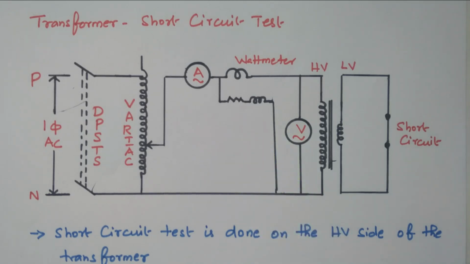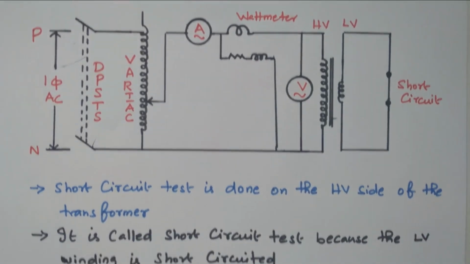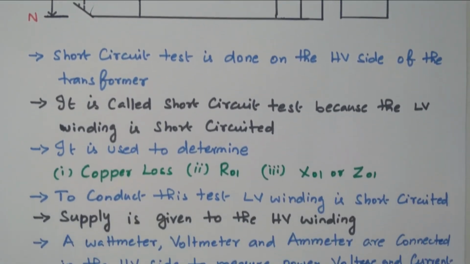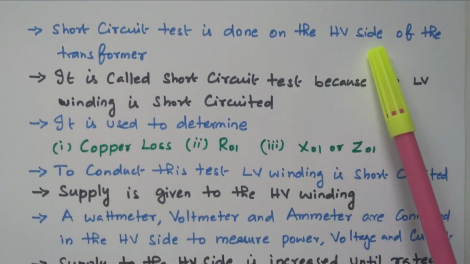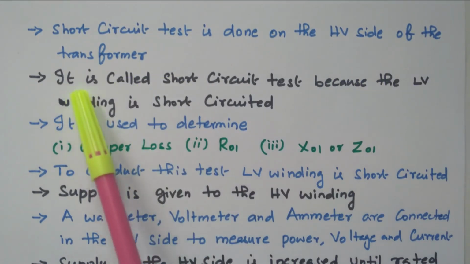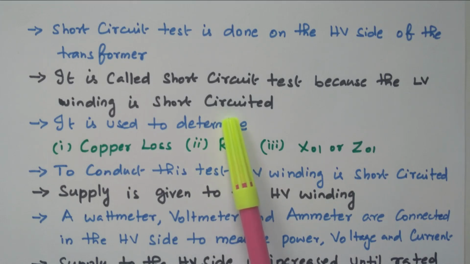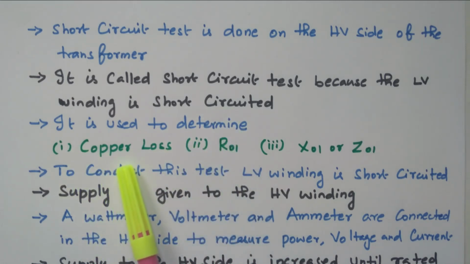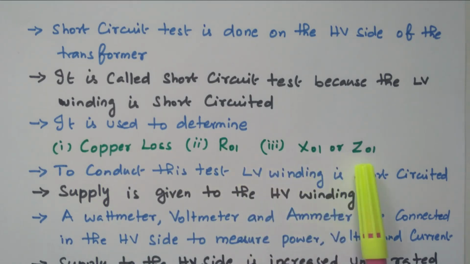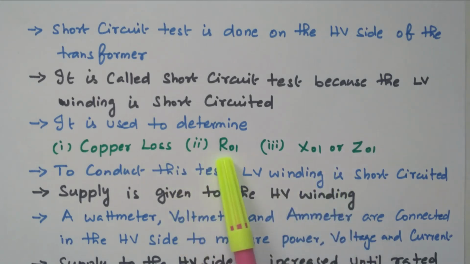Now we will see the description so that we can go for more details. The short circuit test is done on the high voltage side of the transformer. It is called short circuit because the low voltage winding is short circuited. So by using this we are going to measure the copper loss, R01 and X01 or Z01. R0 and X0 are calculated from the open circuit test. So our aim is to find these two values as well as the copper loss. So to conduct this test, the LV side winding is short circuited.